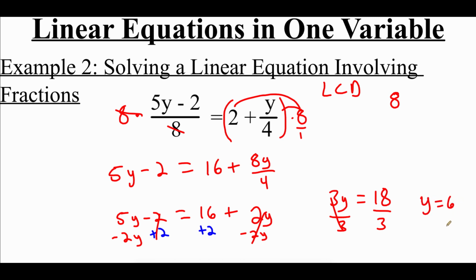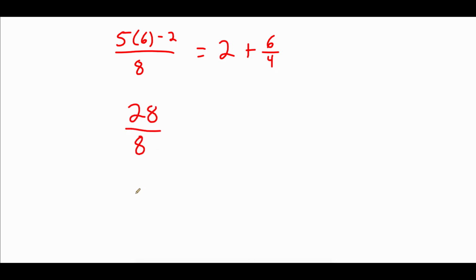Now, just like we did on the previous problem, we should take that 6 and plug it in on both sides of our equation. So taking our 6 and plugging it in real quick, 5 times 6 minus 2 all over 8 is supposed to equal 2 plus 6 over 4. On the left-hand side, 5 times 6 is 30, and 30 minus 2 is 28 over 8, and 28 divided by 8 is 3.5. Now on the right-hand side, 6 divided by 4 is 1.5, and 2 plus 1.5 is 3.5. So we get the same answer on each side, which confirms that 6 is indeed our answer.